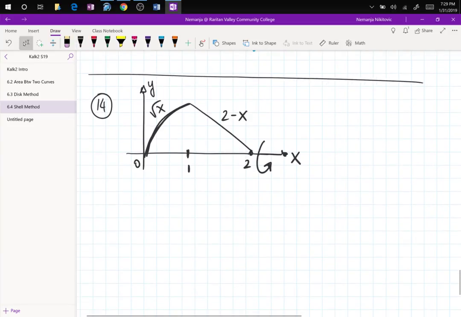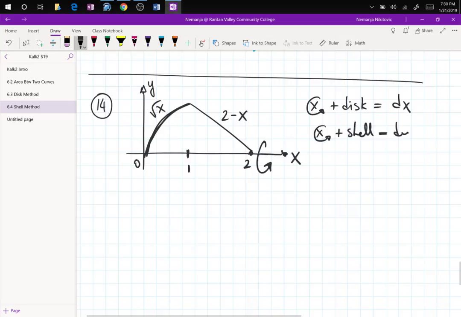What shall we do? Well, when you rotate around the x-axis, you are left with two choices. X rotation plus disk is going to give us dx. X rotation plus shell is going to give us dy. These are your two choices. You look around, everything is easy to flip, so we can use either one. That's fine. Let's see which way we get to be lazy, which way we get to do more work.